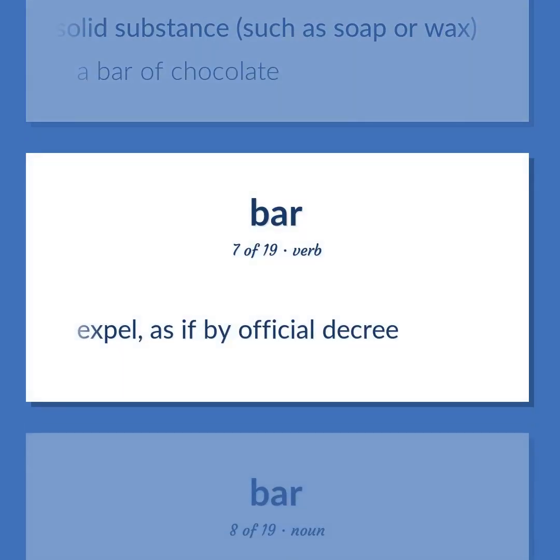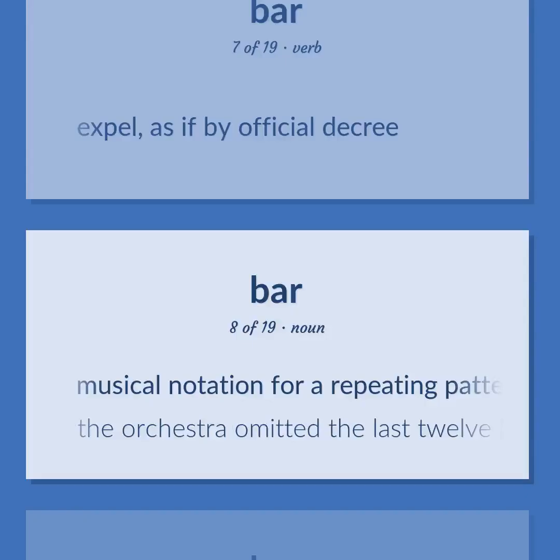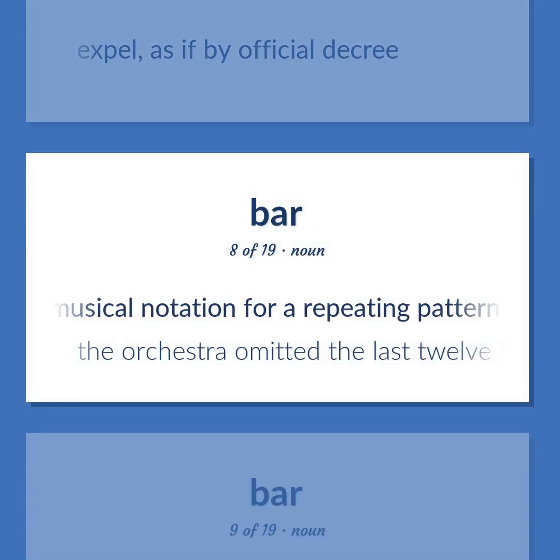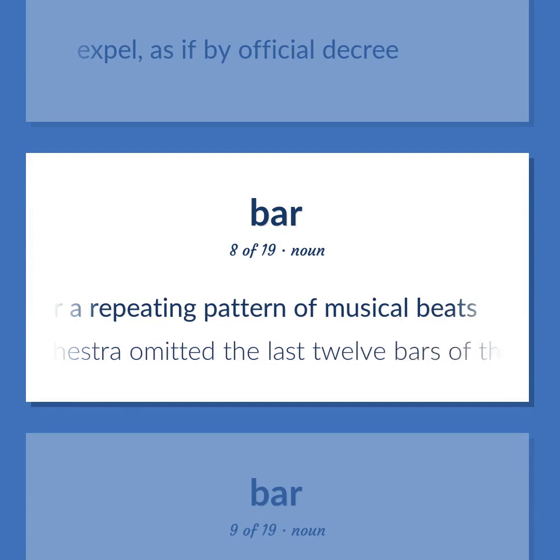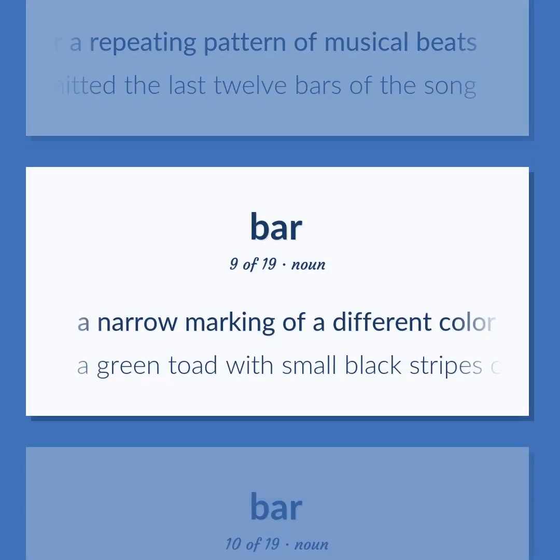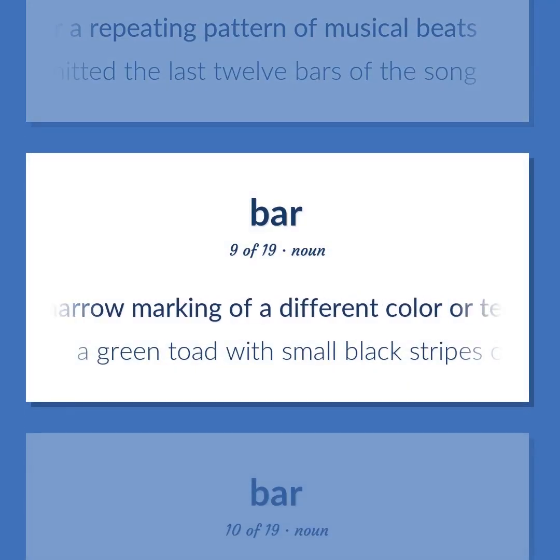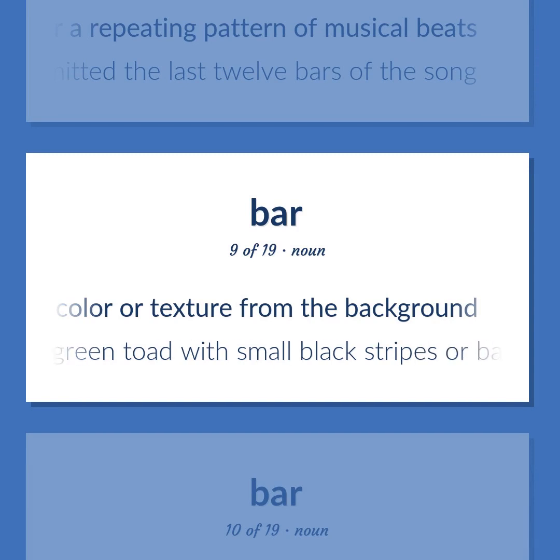Expel, as if by official decree. Musical notation for a repeating pattern of musical beats. The orchestra omitted the last 12 bars of the song. A narrow marking of a different color or texture from the background. A green toad with small black stripes or bars.